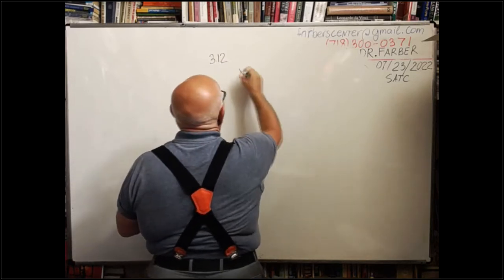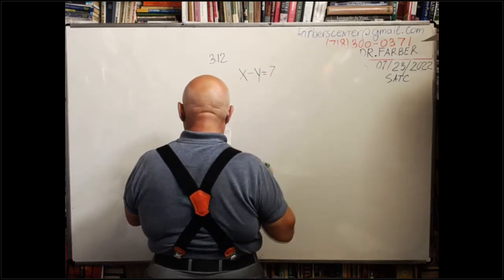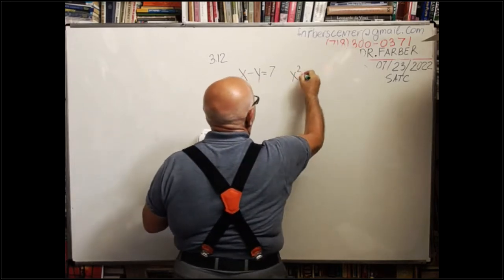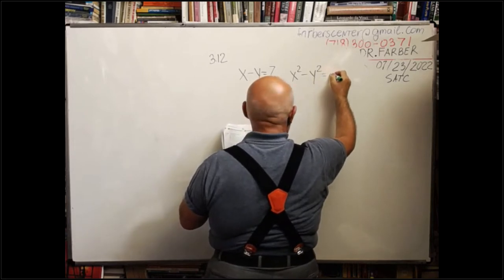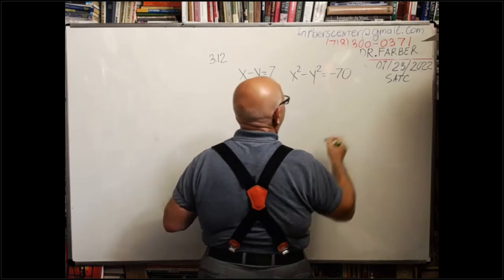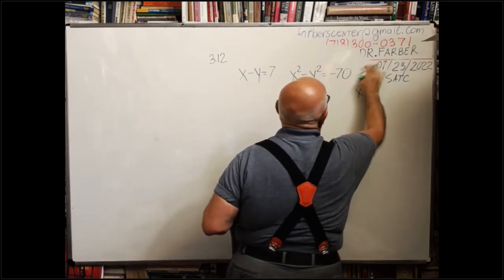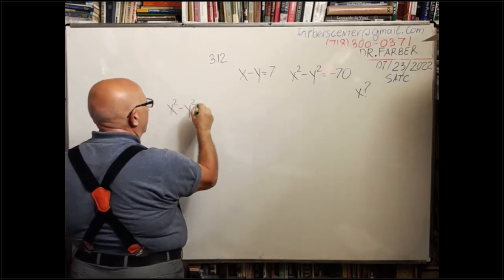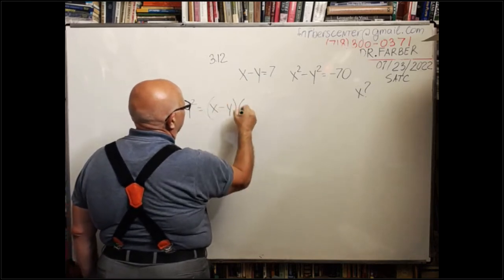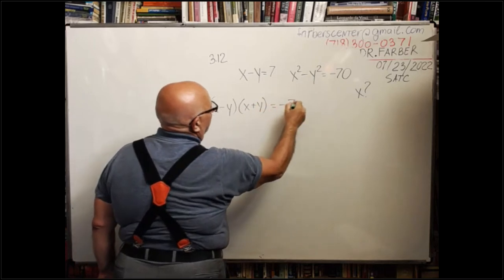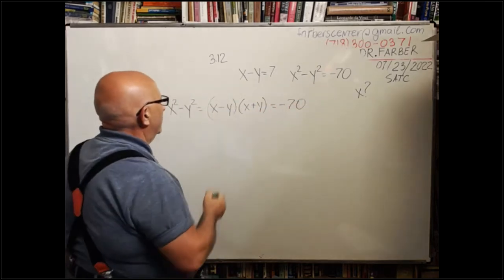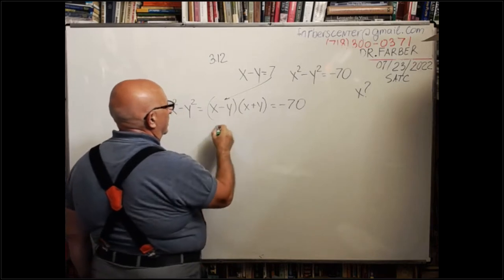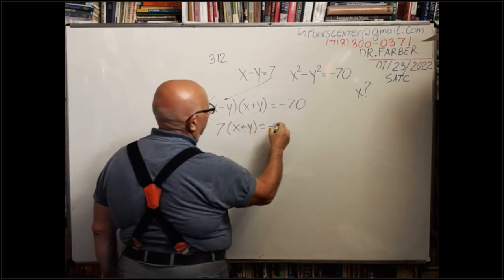If x minus y equals 7, and x squared minus y squared equals negative 70, find x. Well, step number one, factorize. x squared minus y squared equals x minus y times x plus y, and this equals negative 70. But x minus y equals 7. Plug in here. What did we get? 7 times x plus y equals negative 70.